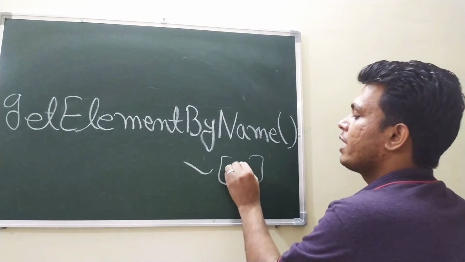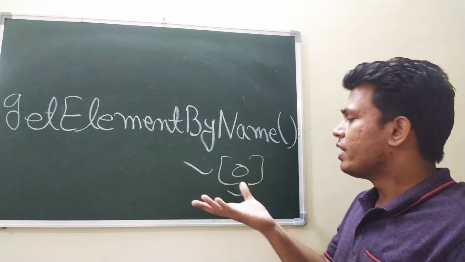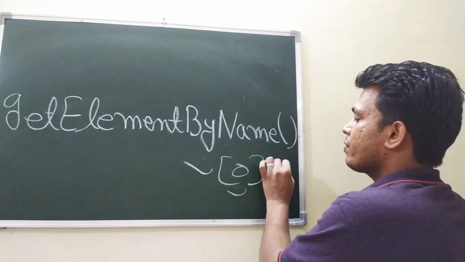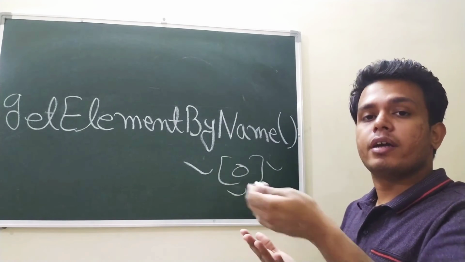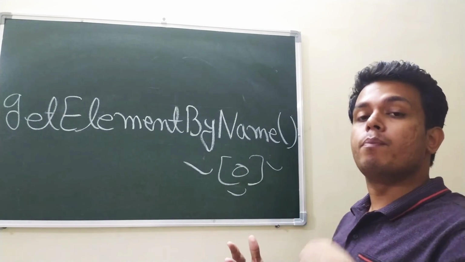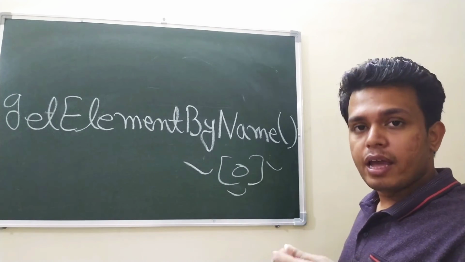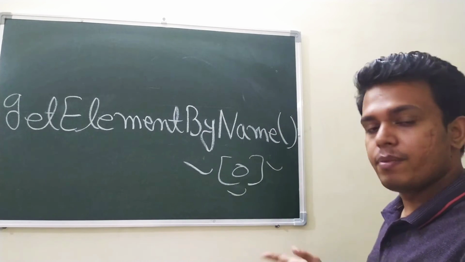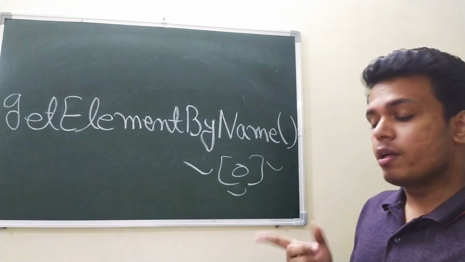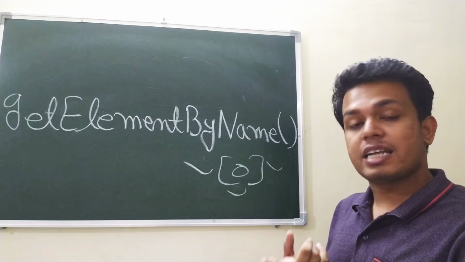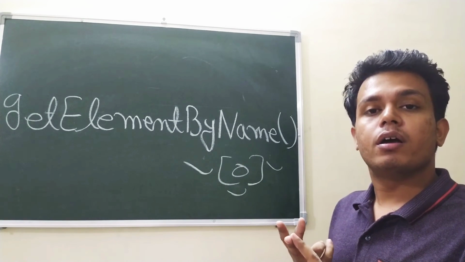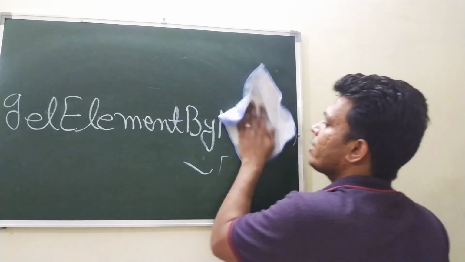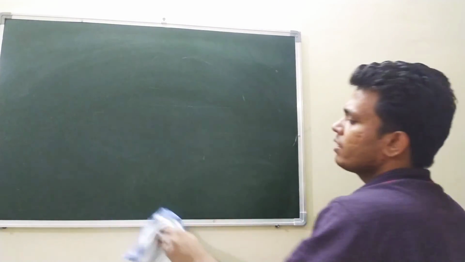You can iterate with the help of 0 or 1. Suppose you want to access the 1, because indexing starts from 0. You can pass any number according to the index, because we cannot go beyond the bound of the array index. So this is all about get element by name. We have discussed four: get element by ID, class name, tag name, or name. There are two more available, which are quite interesting and different from all these.